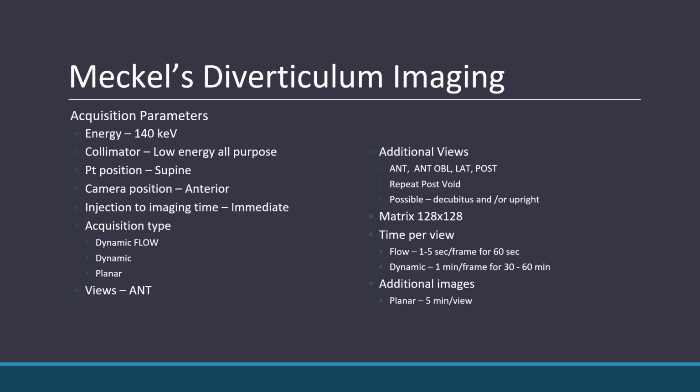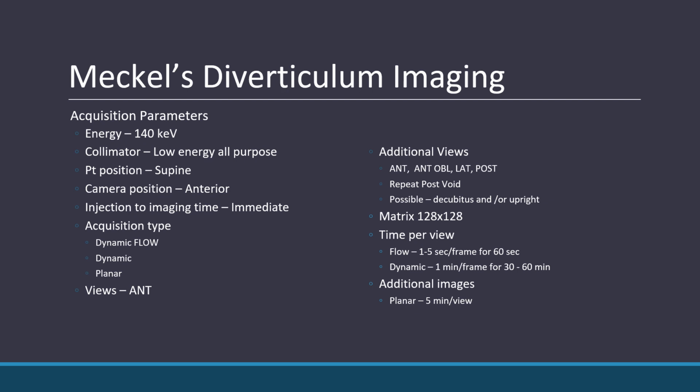Acquisition parameters for a Meckel's: energy is 140 keV because it is technetium based. The collimator is low energy all purpose. The patient positioning is supine or on their back with the camera in the anterior position. Injection to imaging time is immediate because you're doing a flow followed by a dynamic study and then planar images.